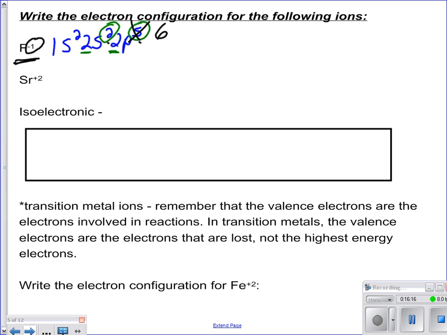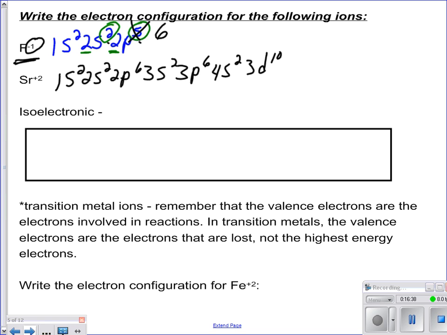Okay, let's look at strontium with a +2. If I were to just write the electron configuration for a neutral atom of strontium, and strontium is number 38, I would see 1s2, 2s2, 2p6, 3s2, 3p6, 4s2, 3d10, 4p6, 5s2. So that is a neutral atom of strontium.